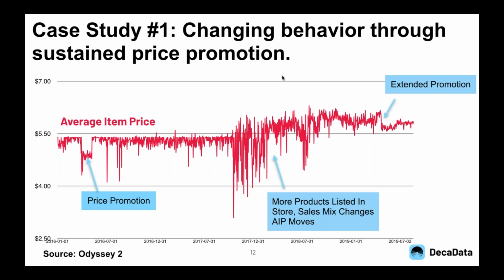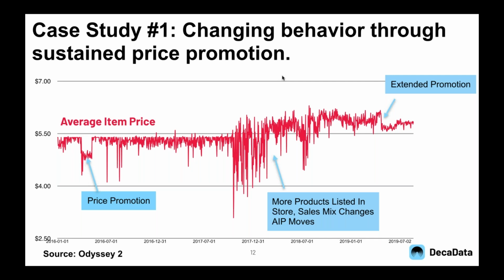And we put on here a 3.5-year time series of this particular firm. And as you can see, there's a couple of features that we've pointed out. The first one, on the left-hand side, Q2 2016, we see a deep trough in AIP, and that is a price promotion. It lasts for maybe 3-4 weeks, which is typical of a price promotion, and then it quickly reverts.